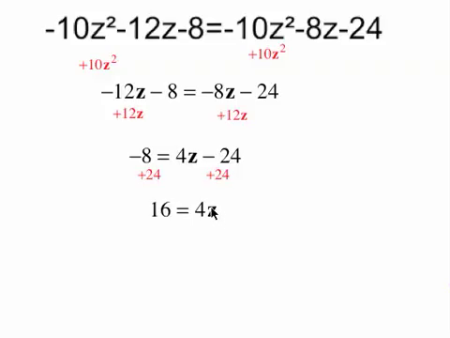So now I want to get my z alone. Okay, the 4 is stopping that from happening. The 4 is multiplying the z. So we always just do the opposite. The opposite of multiplying by 4 is dividing by 4. So if I divide the right-hand side by 4, I have to divide the left-hand side by 4. And that gives me 4 is equal to z.